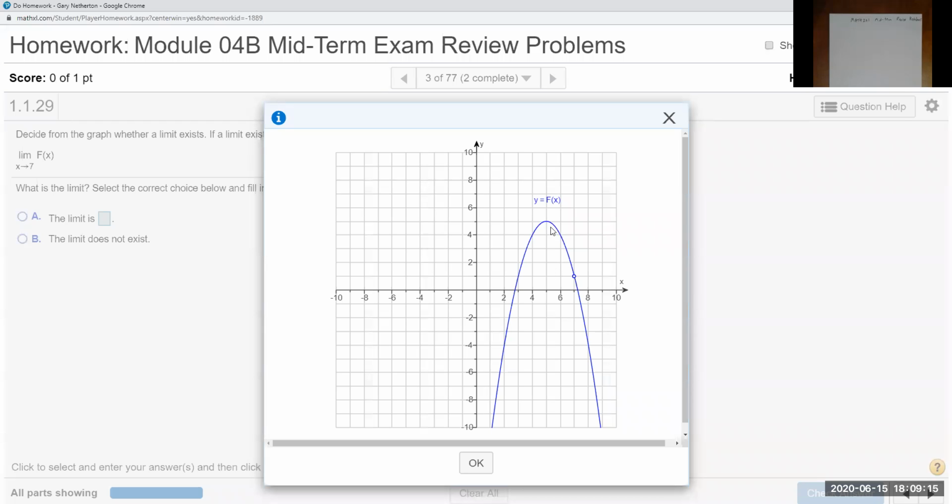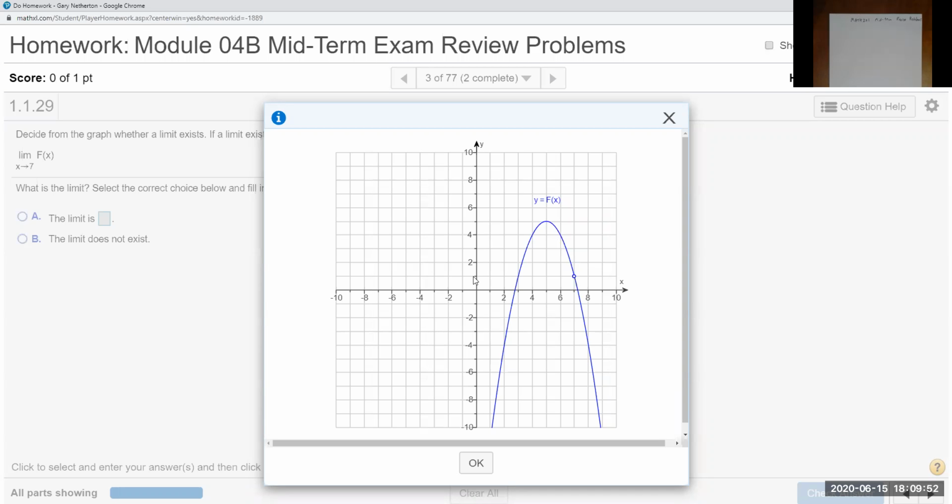When I come at it from the left, I'm up here at x equals 5, x equals 6. I'm coming down, approaching x equals 7. What is the function approaching? The function is approaching y equals 1. Now, it never actually gets to y equals 1. But when I'm looking at limits, I'm not looking at that exact point. I'm looking at what happens as I approach the point. So as x approaches 7 from the left, the function approaches 1.